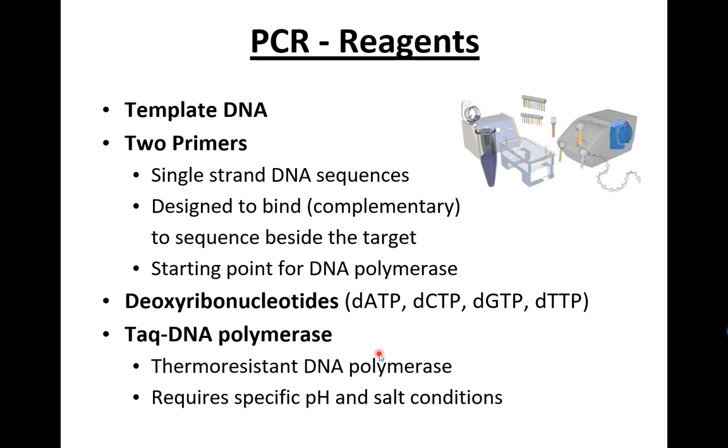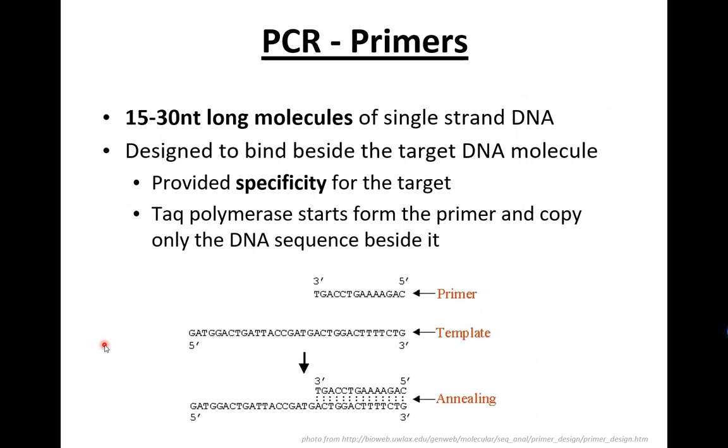So it can keep working even when you go to 95 degrees. And then obviously there will be buffers that provide the specific pH and salt addition necessary for this enzyme to work. So these are the components that you use there. Now, as I said before, what allows you to target and make millions of copies of a specific sequence are the primers. These are single-strand DNA molecules, which can vary between 15 to 30 nucleotides in length, right?